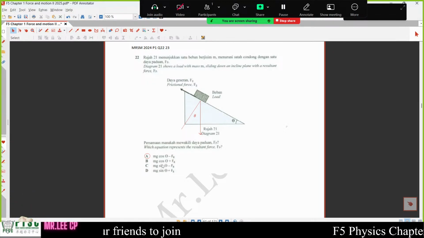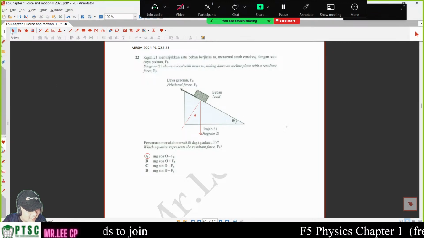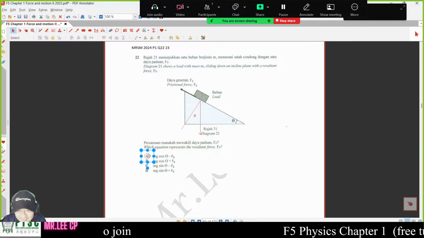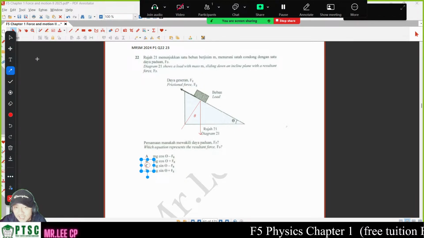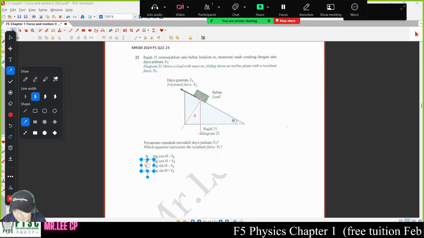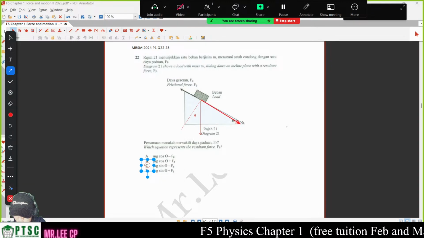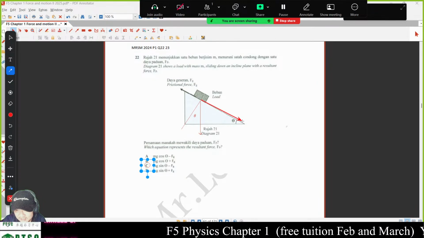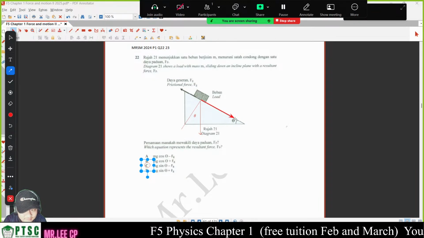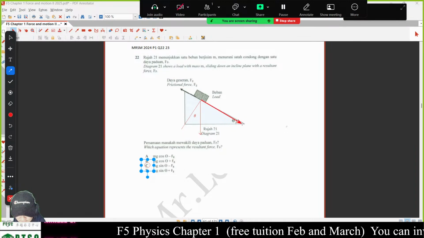Yeah, sine theta. Why did I circle A? Thank you. Sorry, I repeat. Why did I circle A? So mg, I don't touch, I use sine. Right? If touching, then I use cos. Not touching theta, I use sine.